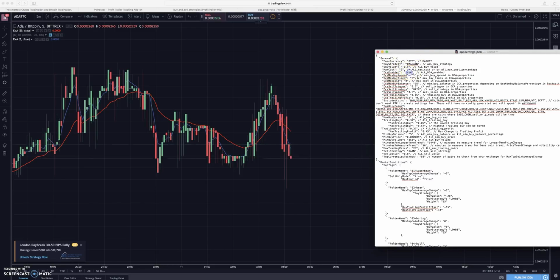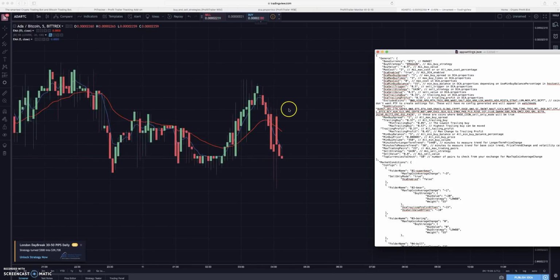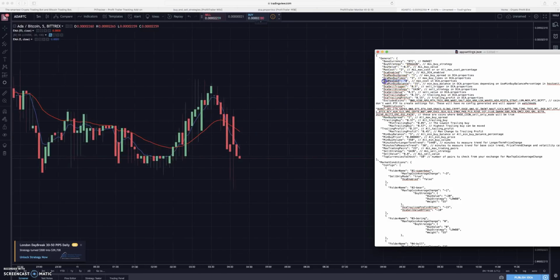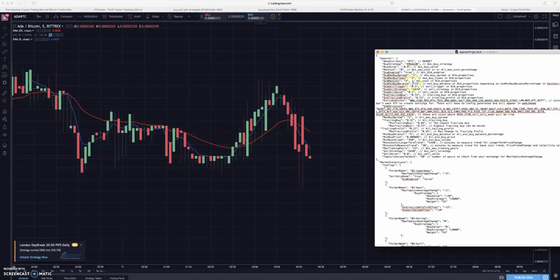DCA enabled is true. DCA max buy spread is 1. DCA max buy times, as I said, I'm going to DCA 3 times. DCA max cost, this is basically the max cost you're allowing Profit Trailer to use in DCA. If it's set to 0, this is ignored. So it'll use up all of your Bitcoin to DCA. So be careful with that. If you run a higher max cost, I would keep this maybe a little higher as well.